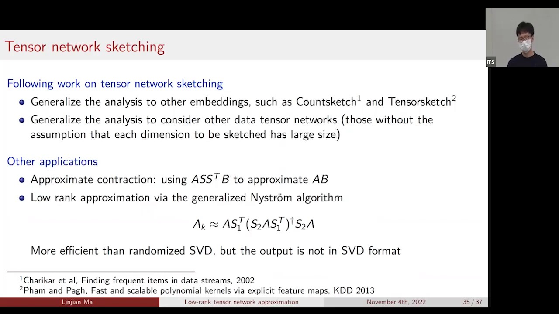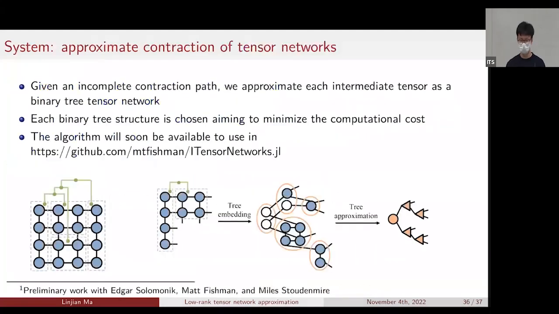Could you comment on the state of the implementation of this algorithm, especially for the generic tensor network contraction? At which stage is it at the moment? Is it usable?